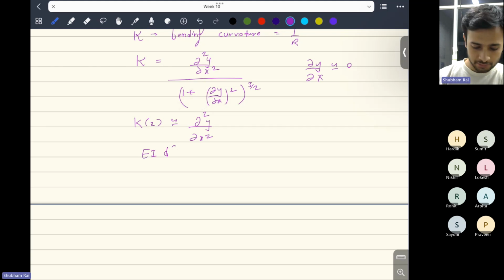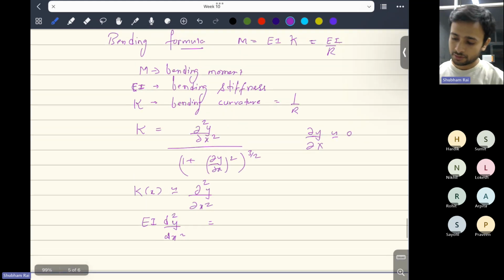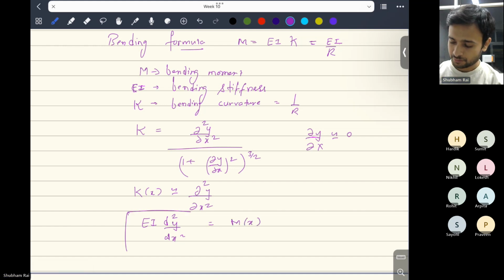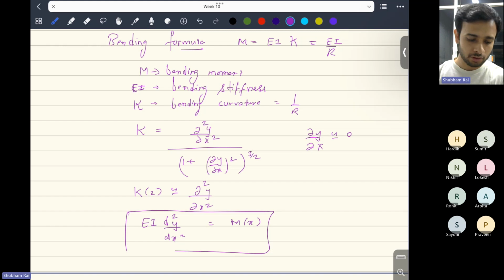Then you have this formula: EI d square y over dx square, because for kappa we have put d square y over dx square. If you put it in the original formula, EI d square y over dx square will be equal to M, and M can vary with x. This is the final formula for Euler-Bernoulli beam theory.